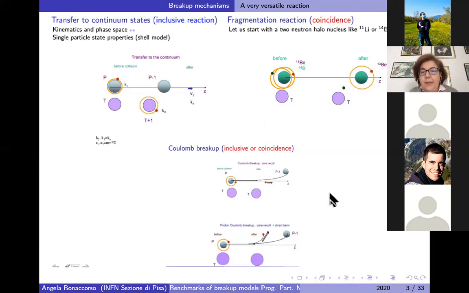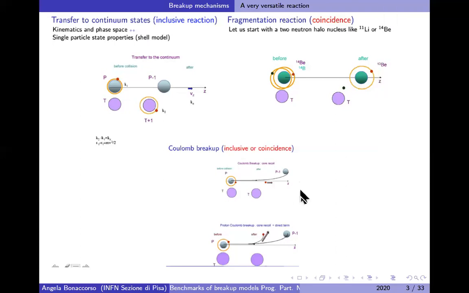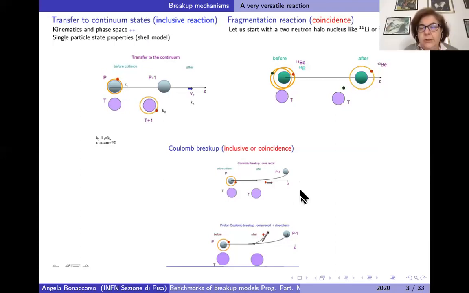There is finally a third mechanism for breakup, which is important when the target is very heavy and the projectile neutron is very weakly bound. In that case, there can be an effect of recoil of the core that gives rise to an effective force on the neutron, which is then emitted, because it continues by some sort of inertia. So how to discuss all this? Coulomb breakup, there will be a seminar next week, so I'm not going to discuss this. I will basically concentrate on this so-called transfer to the continuum, which is also called by some other people knockout.